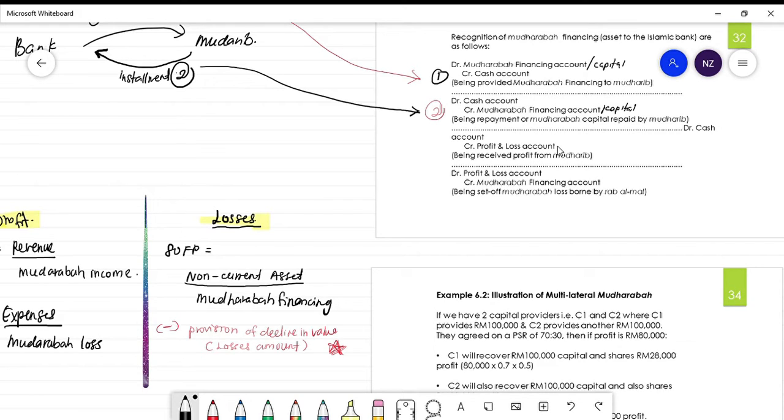Maksudnya kita kena masukkan profit and loss account ni as revenue lah. Maksudnya ni tadilah, ini adalah Mudharabah income kan. So Mudharabah income ni akan di transfer to kita punya Sochi, tapi kita dah debit cash here. Itu kalau kita making profit.